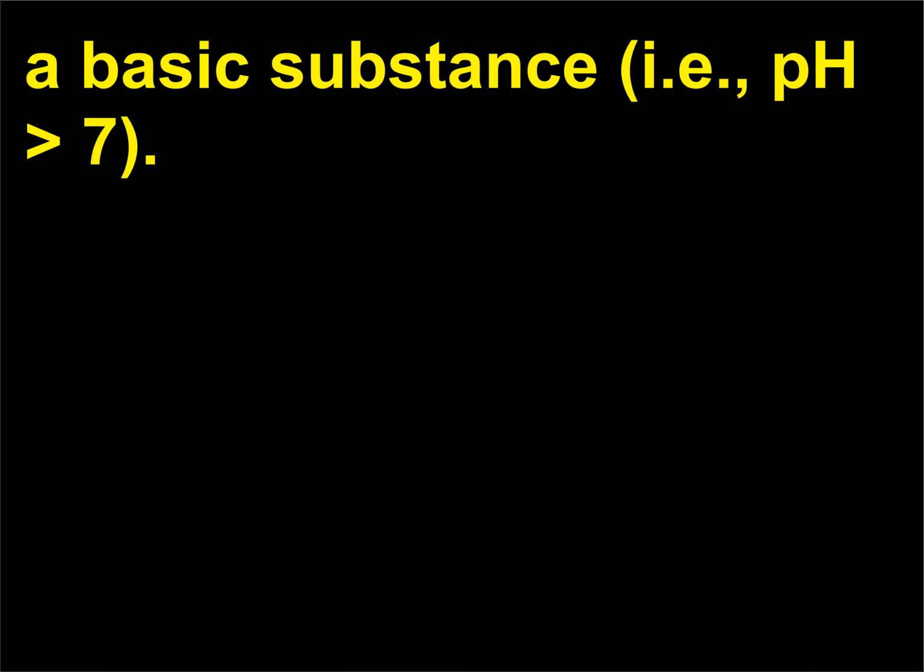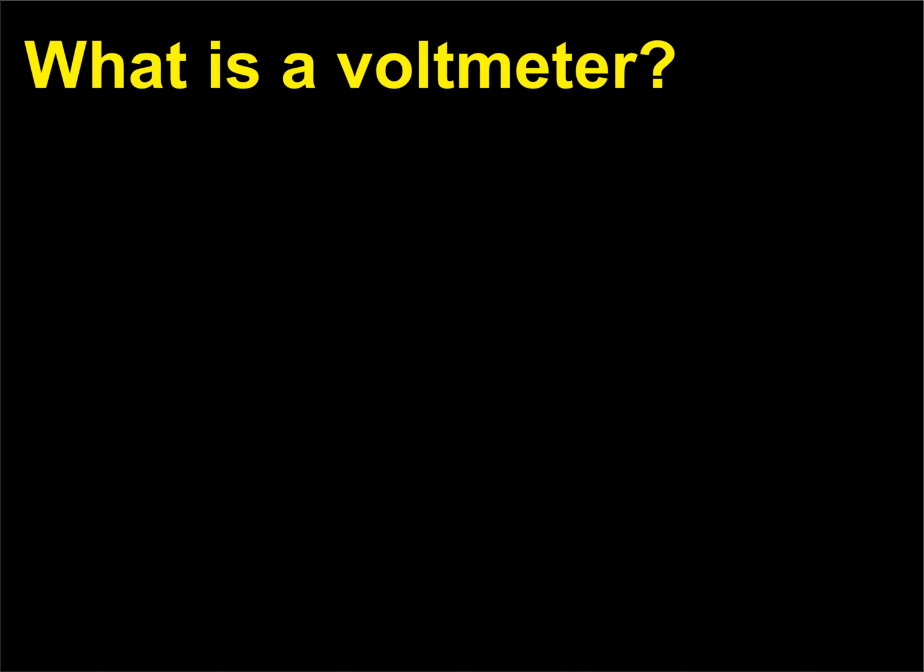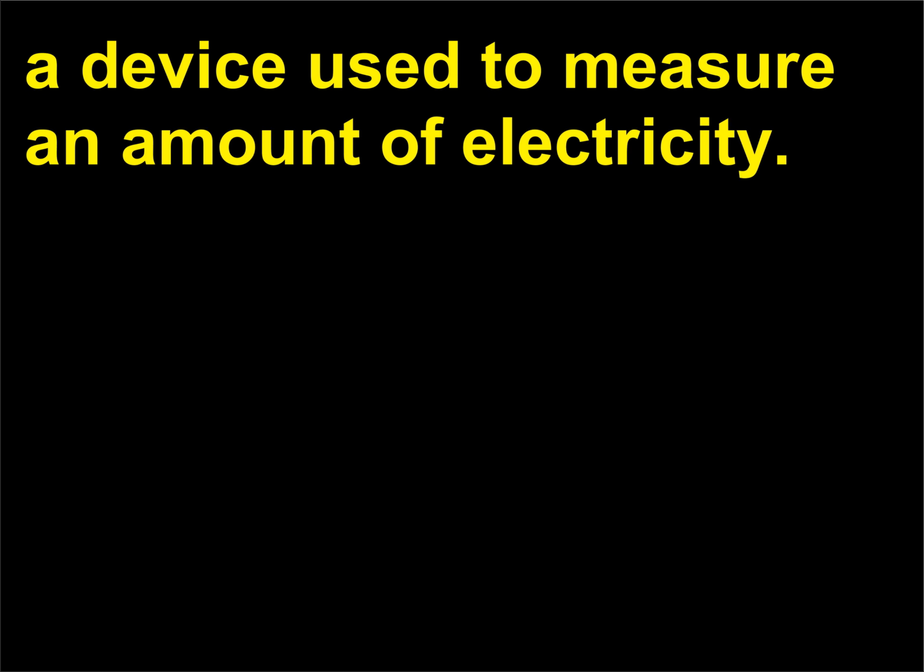What is an alkali? A basic substance, i.e., pH greater than 7. What is a voltmeter? A device used to measure an amount of electricity.